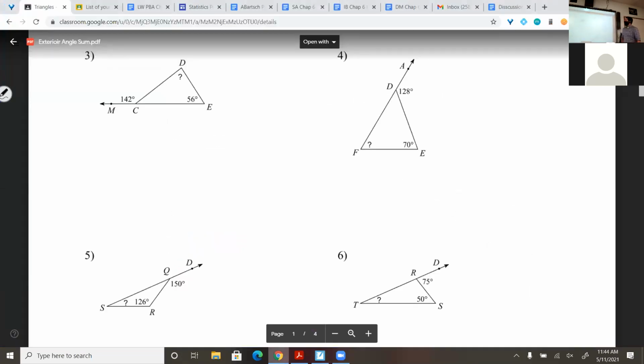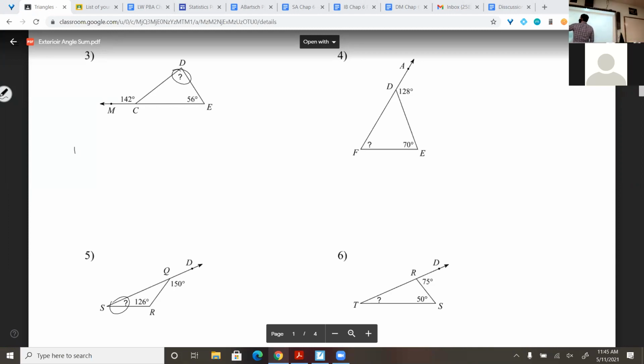All right, so as some of you may have already completed, let's go ahead and take a look at 3 and at 5 and find that missing degree mark. So here we're looking for angle D. Down here, we're looking for angle S. I would recommend just practicing using the formula.